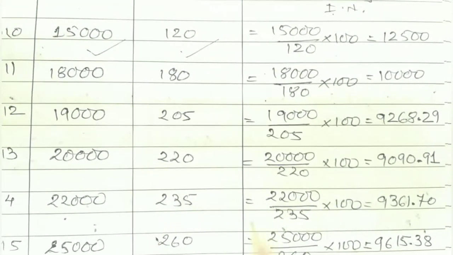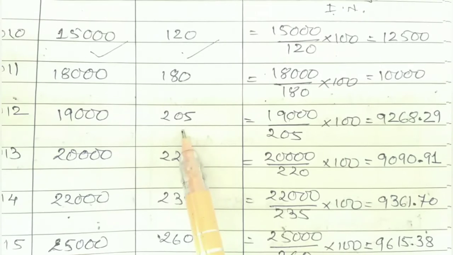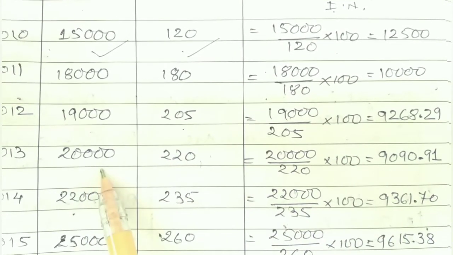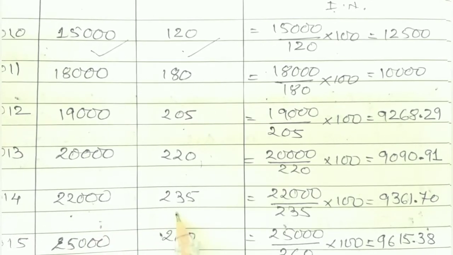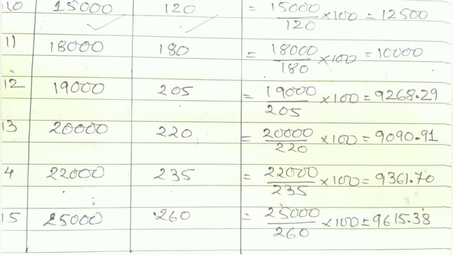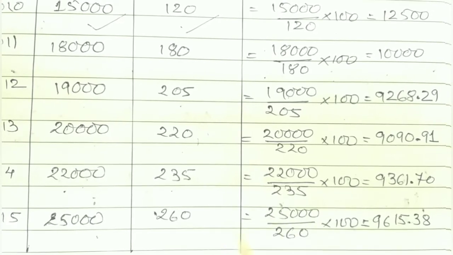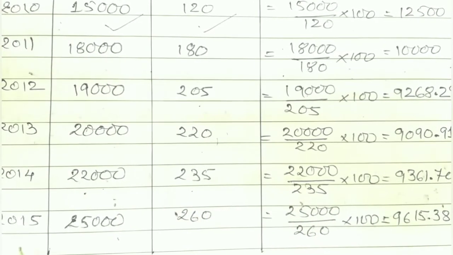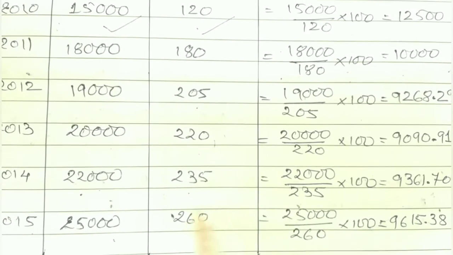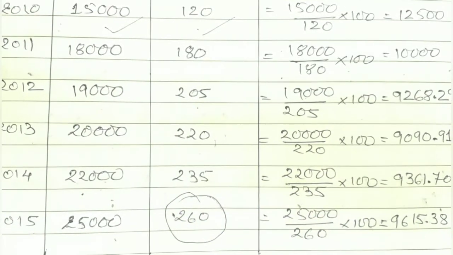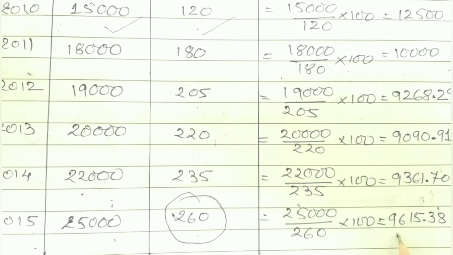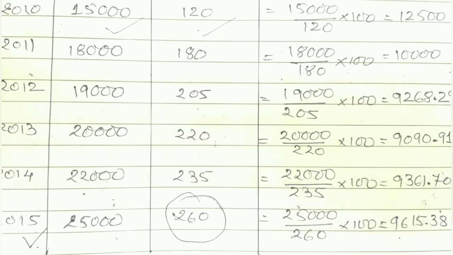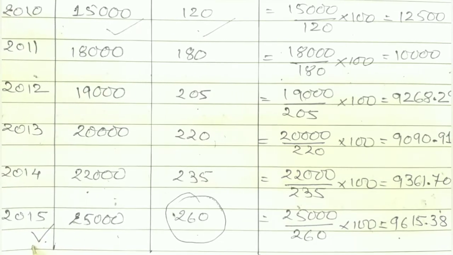Next one, 19,000 divided by 205 into 100. 20,000 divided by 220 into 100. 22,000 divided by 235 into 100. And the last one, 25,000 divided by 260 into 100. That means for the year 2015, the cost of living index number was 260. And the real wage for 2015 comes to 9,615.38. They have also asked to find out purchasing power for 2015.